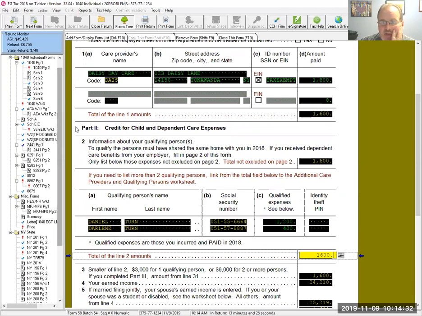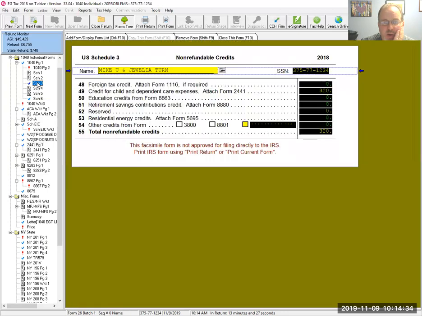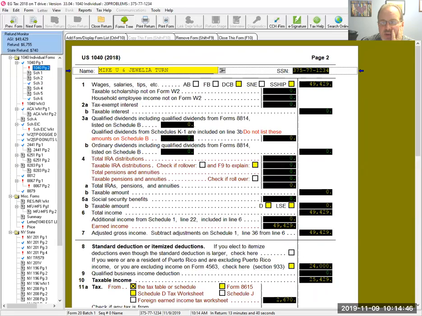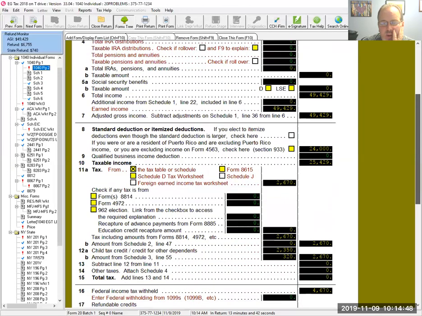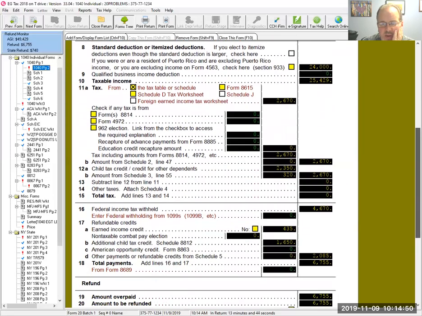Remember we talked about this being a non-refundable credit, so we go to our Schedule 3. There we have it, line 49, our child and dependent care credit. So there's where it shows up. If we go up to our 1040 page 2, and go down to our credits section, we can see from Schedule 3, line 55 is our total credits. There's where it shows up for us.